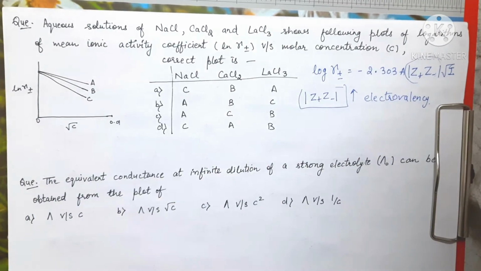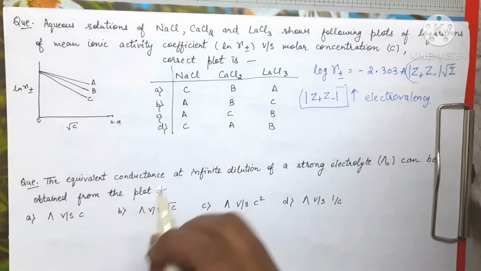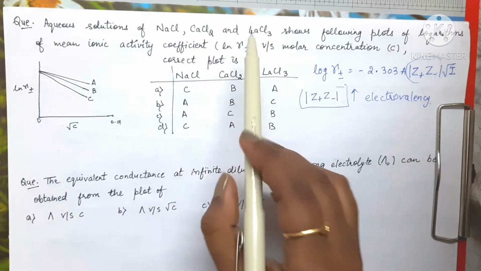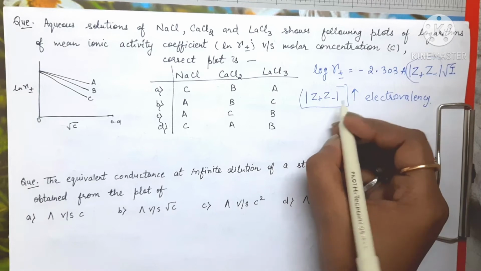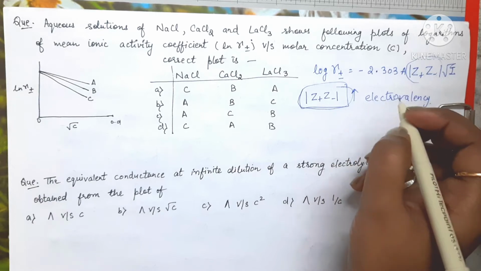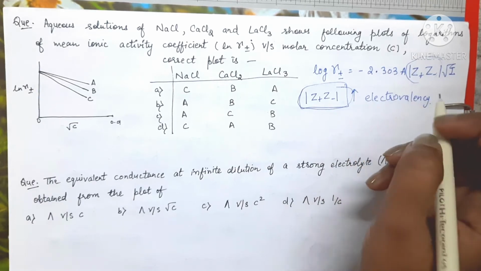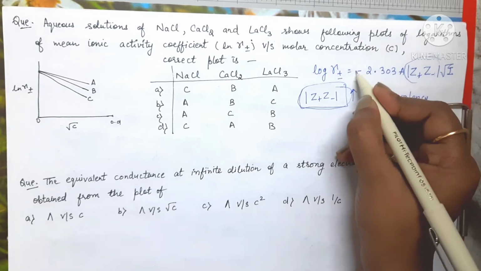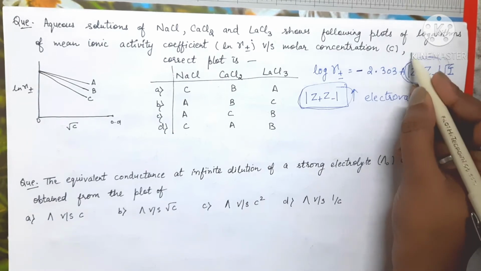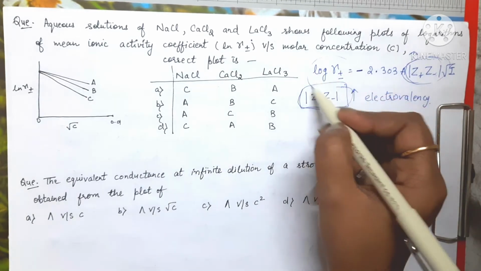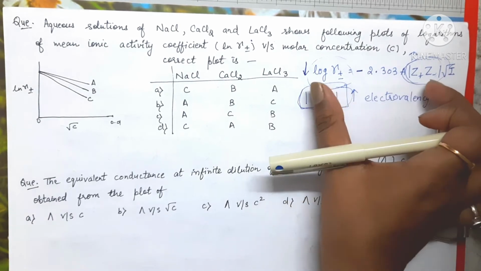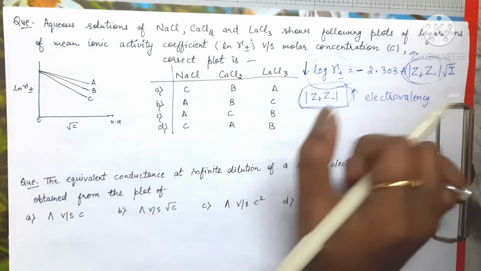Now we have to find out how the electrovalency values are changing in each of these three cases. As the value of mod Z positive, Z negative increases, what will happen to the overall slope? It will decrease. Why am I saying decrease? Because in this relation we have a negative sign. If this whole value increases, then the slope is going to decrease, because we have a negative relation between both of these two things.